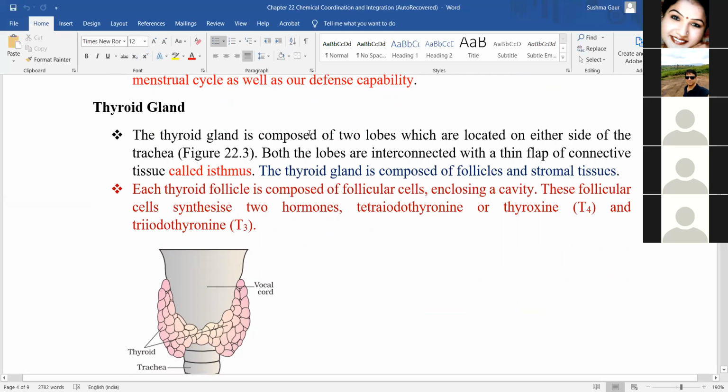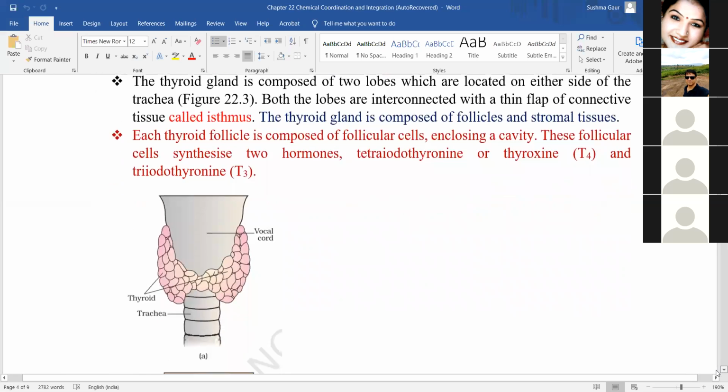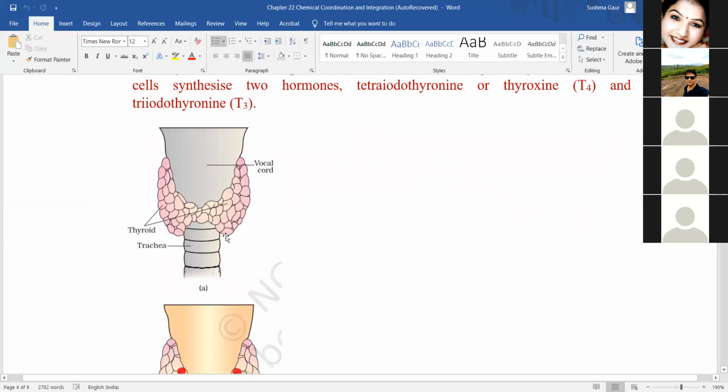So this thyroid gland is composed of two lobes that are located on either side of the trachea. Okay. So this is your trachea. Trachea, you know, the portion below the throat is known as trachea. Okay. And this is the thyroid gland. It is present in two lobes. This is one lobe. This is another lobe.